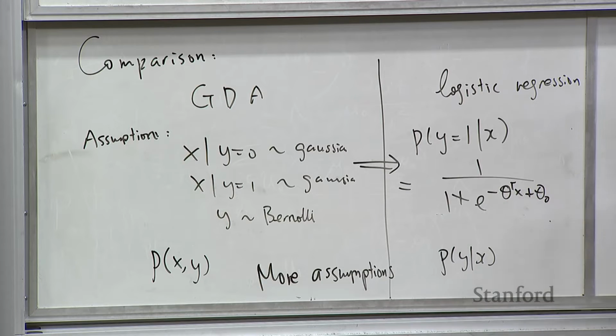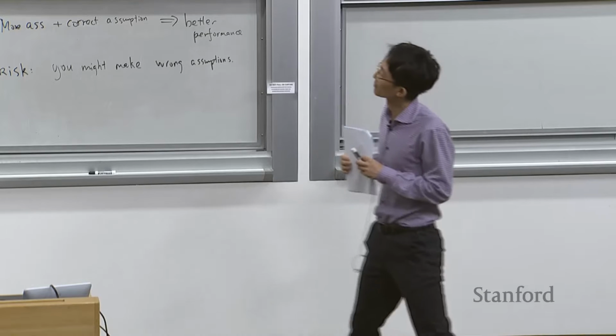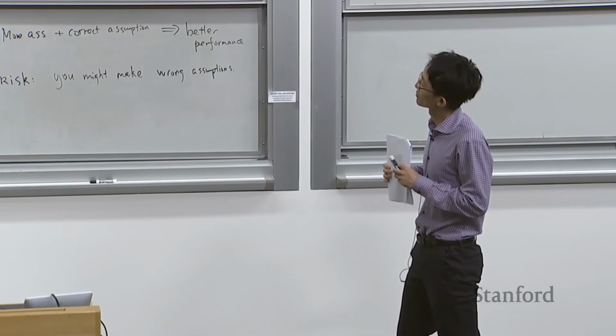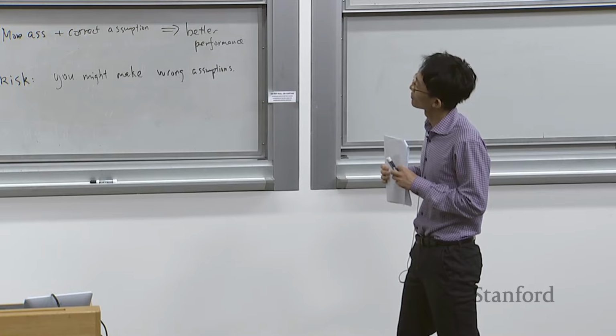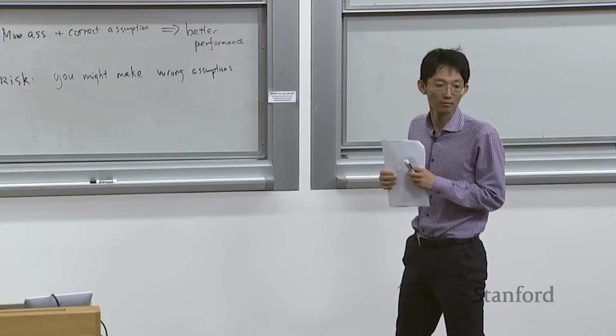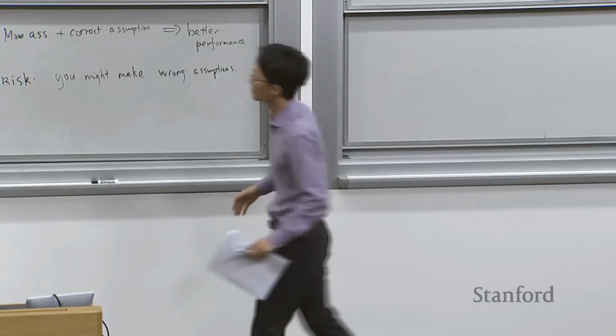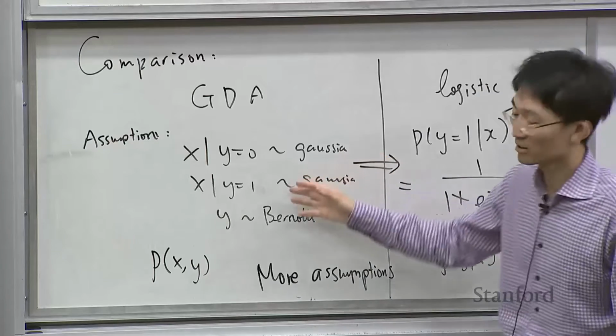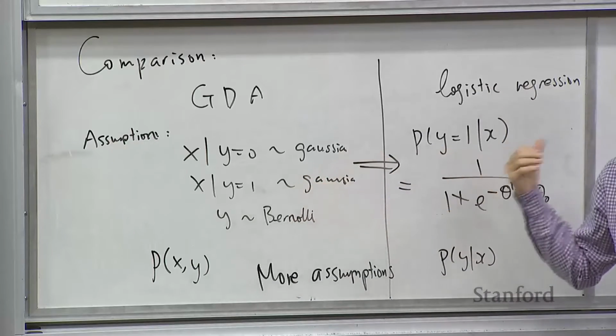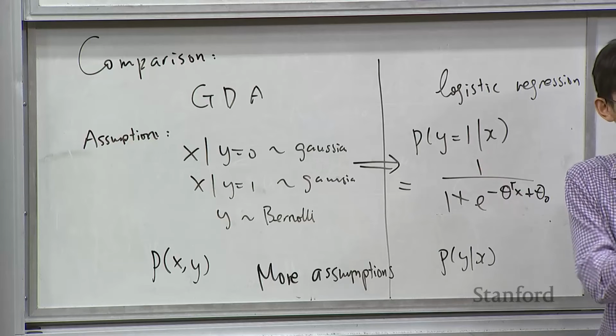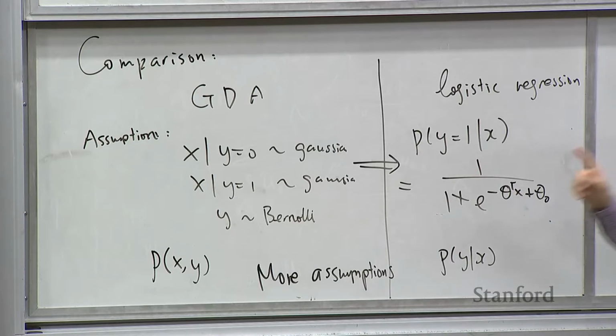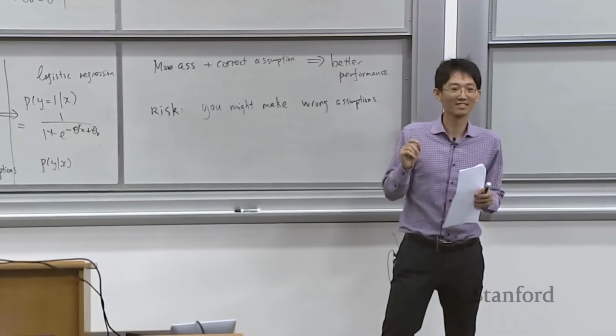Right. A follow-up to that: is it possible that we can get a different equation for p of y given x, with different assumptions? Yep, definitely. If you change your assumption, you may have a different equation for p of y given x. And there's actually an interesting point I'm going to mention after I answer. Are there any other questions?